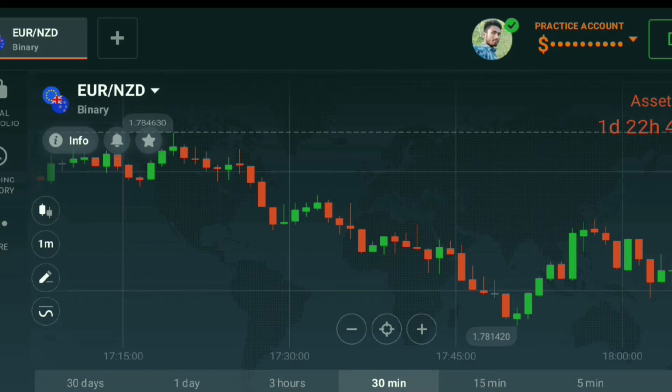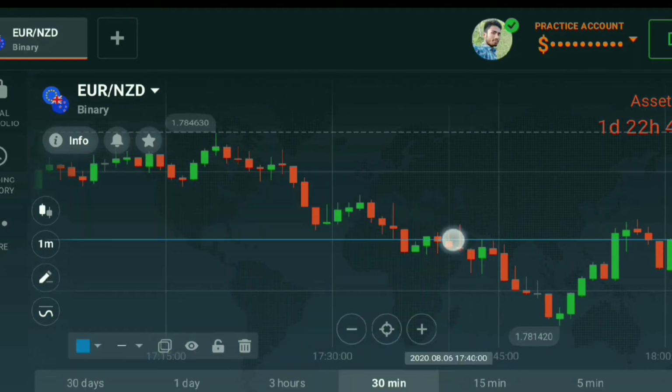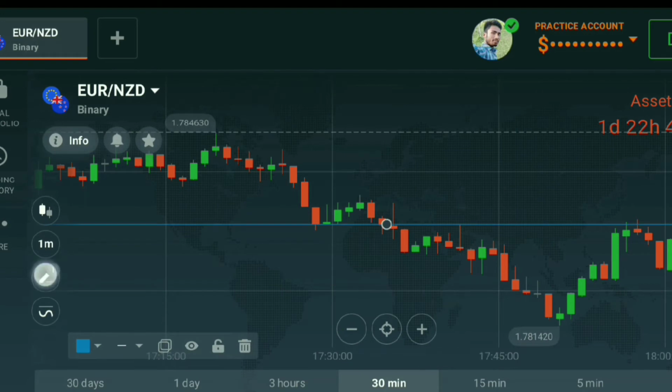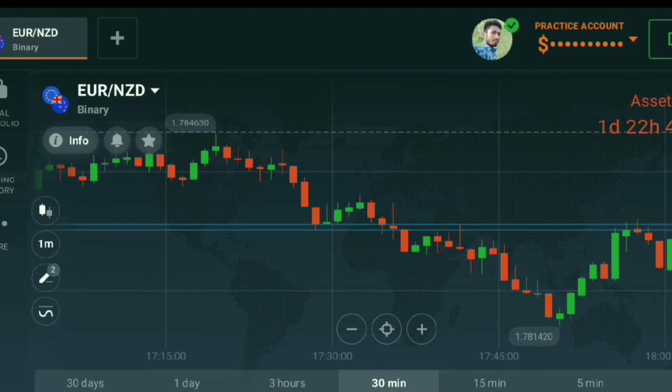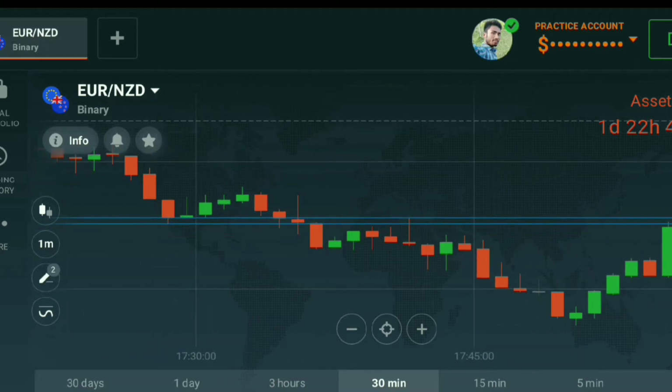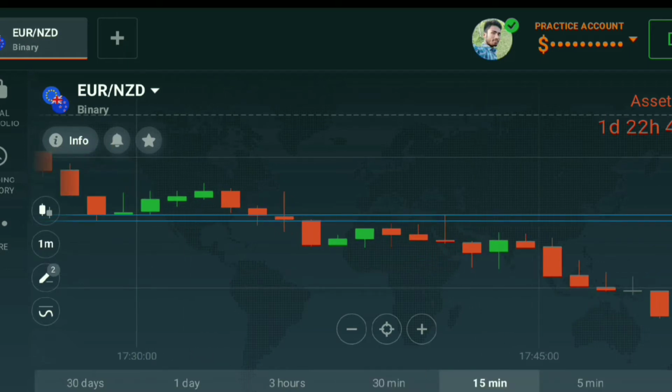So how to trade them, right? So wait a minute. This is the level, right? So this is the level. After breaking this level, if we get the 5-second confirmation, only then can we place our trade.